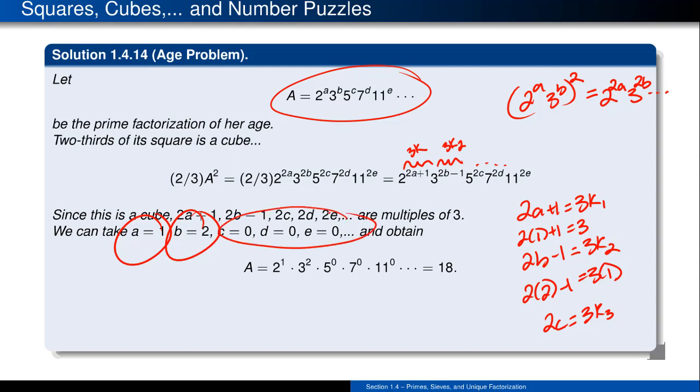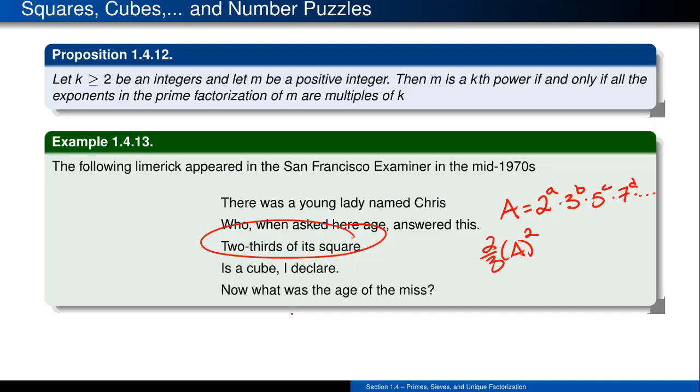So if I stuff all of that back up into my original definition for a, I get 2 to the 1, multiplied by 3 squared, and then a whole bunch of 5 to the 0, 7 to the 0, 11 to the 0, and so on and so forth, which simply becomes 2 to the 1 times 3 squared. In this case we already saw that it fires off something quite nice, which is the number 18. So that's an initial answer to my little limerick.